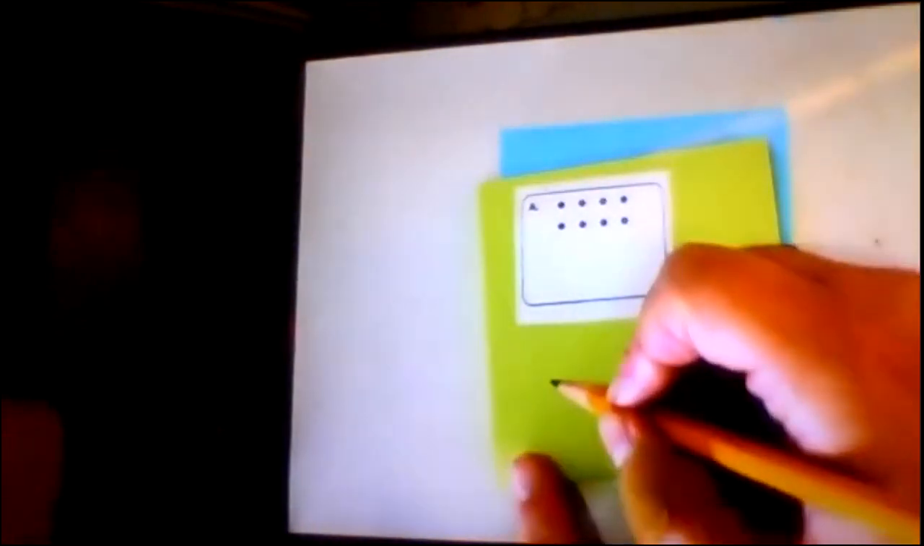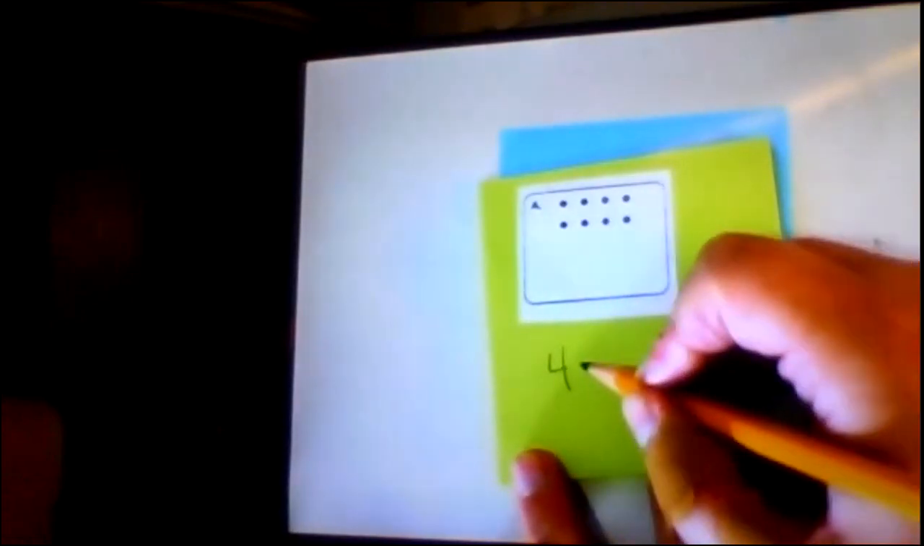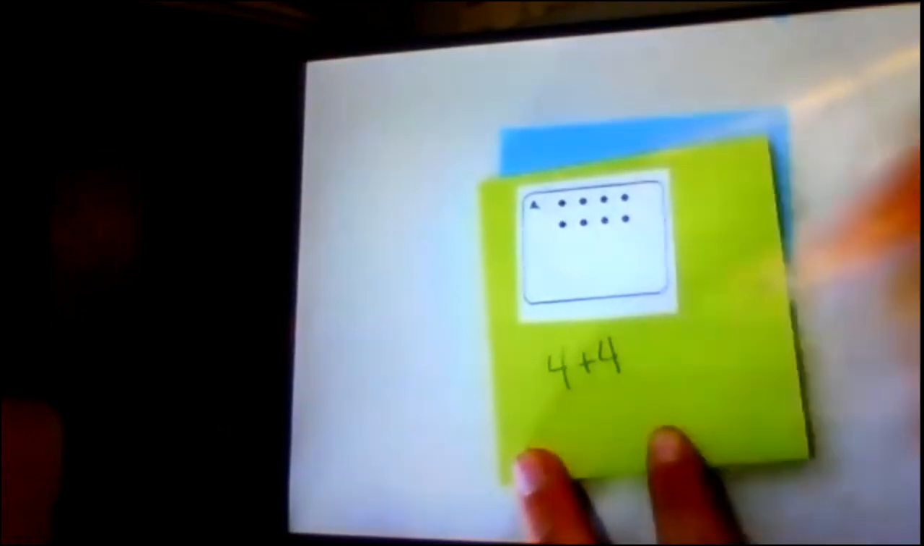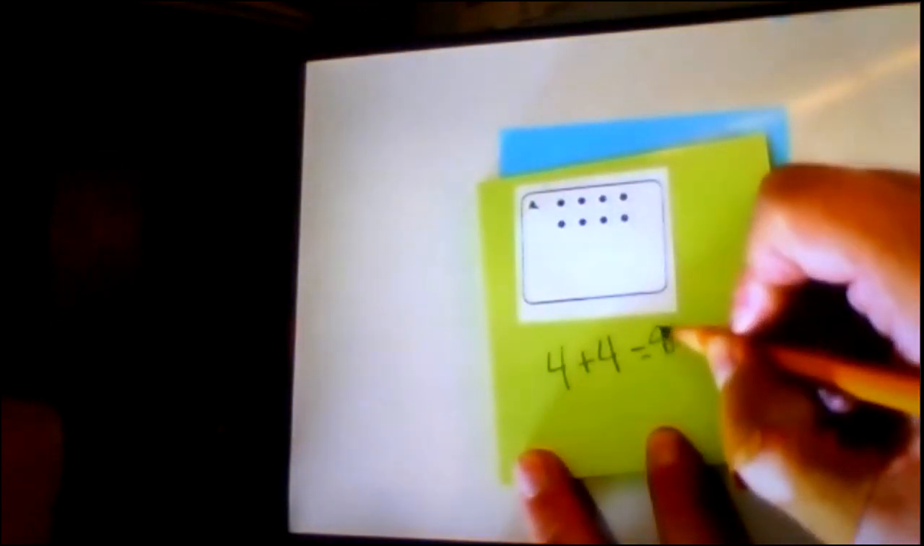So now let's write an equation. I saw 4 dots on the top and 4 on the bottom. That is 4 and 4, and that equals 8. Nice job. Let's look at our next one. How many dots do you see? I'm only going to give you a couple seconds.